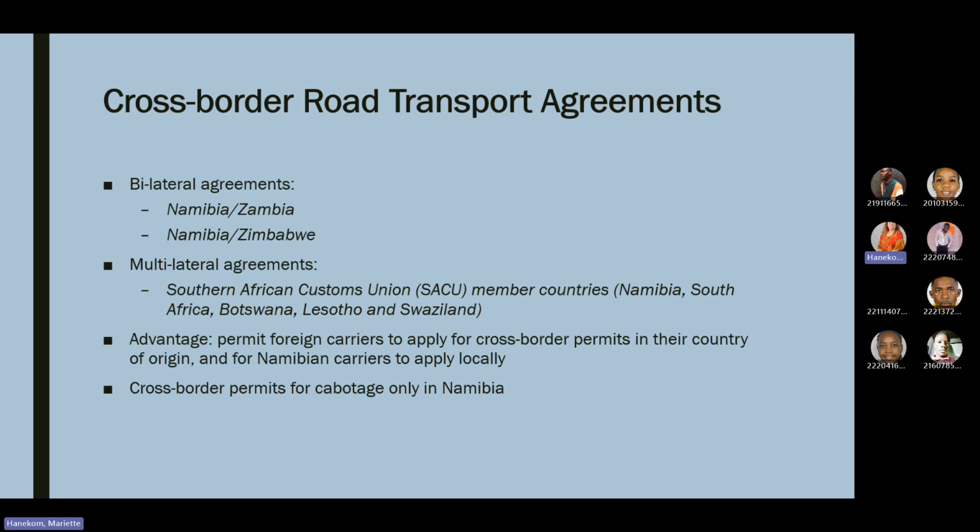So if Philippus has a trucking company and he wants to transport freight to South Africa, he will need a cross-border permit to enter South Africa, but he can apply for that permit in Windhoek. Similarly, if Michael is a South African tour operator and he wishes to bring a group of tourists into Namibia, he can apply for his cross-border permit in South Africa. So it just makes the whole business a whole lot easier. Foreign carriers can apply for these permits in their country of origin. Namibian carriers can apply for these permits in Namibia.